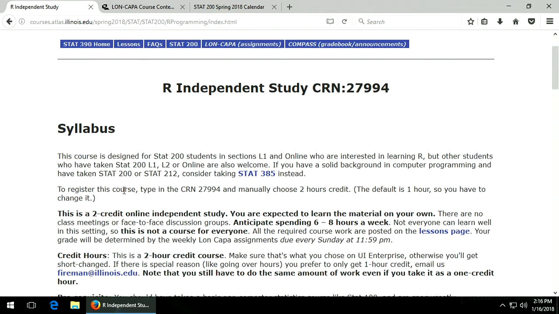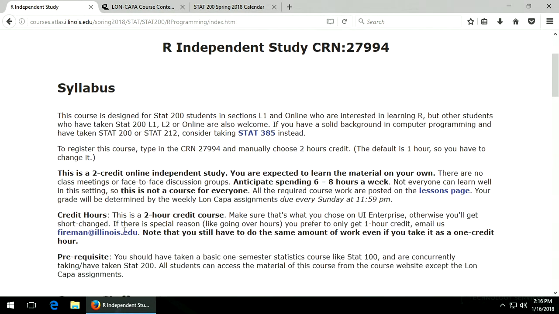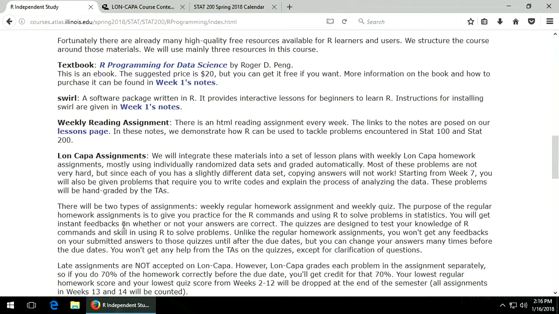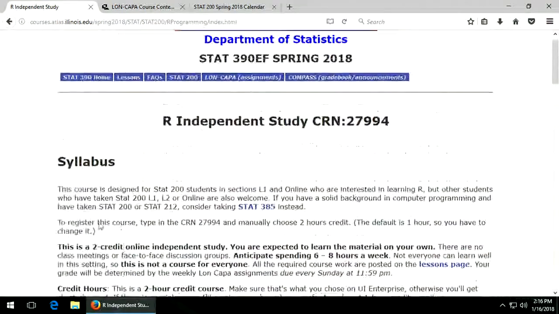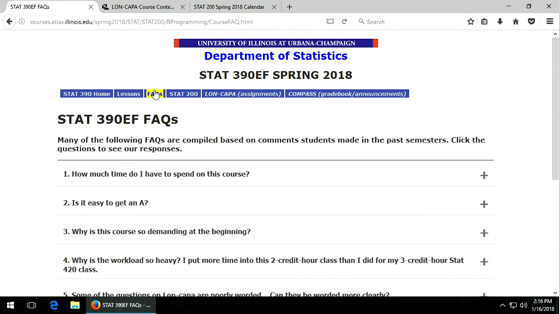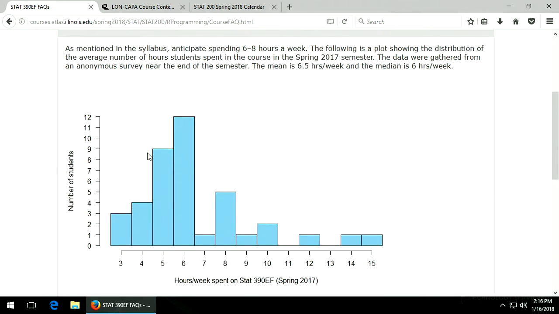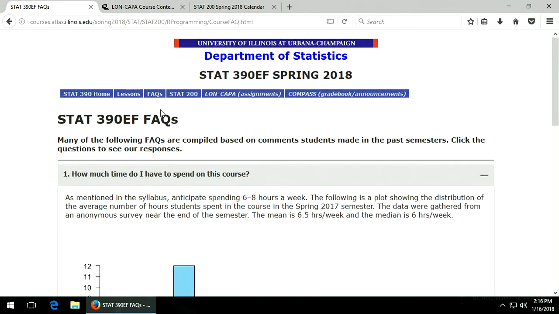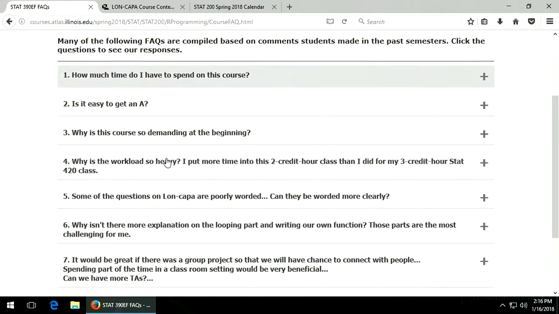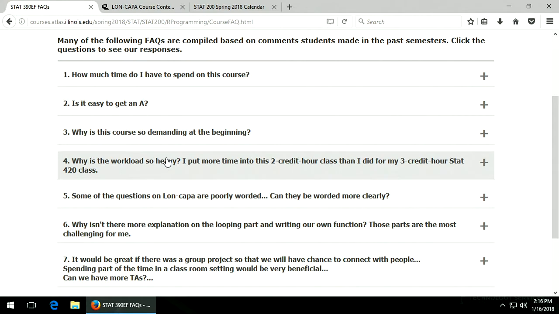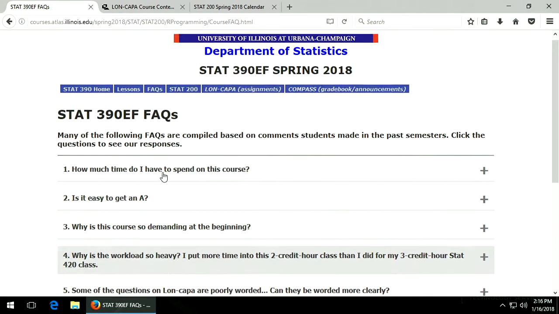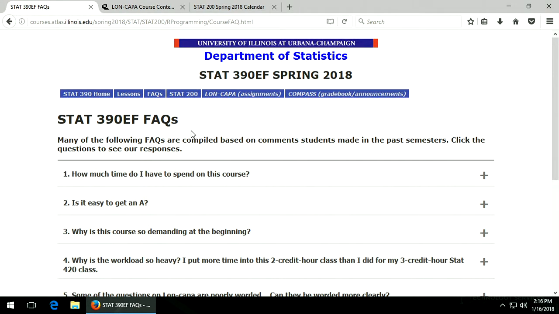So you should take a look at this, look over the materials and probably look at the frequently asked questions. It's a lot of time. This is just data showing how much time students spend on the course. So it's rigorous and it's demanding. So maybe you want to save it for a semester where you have some free time.